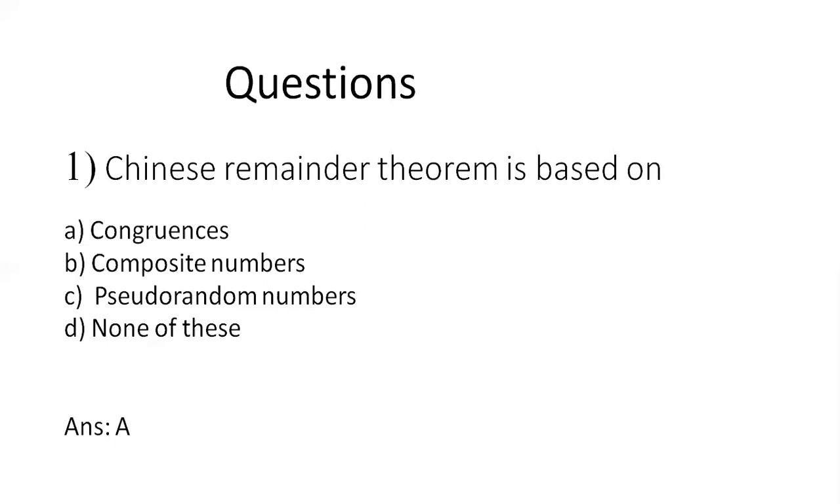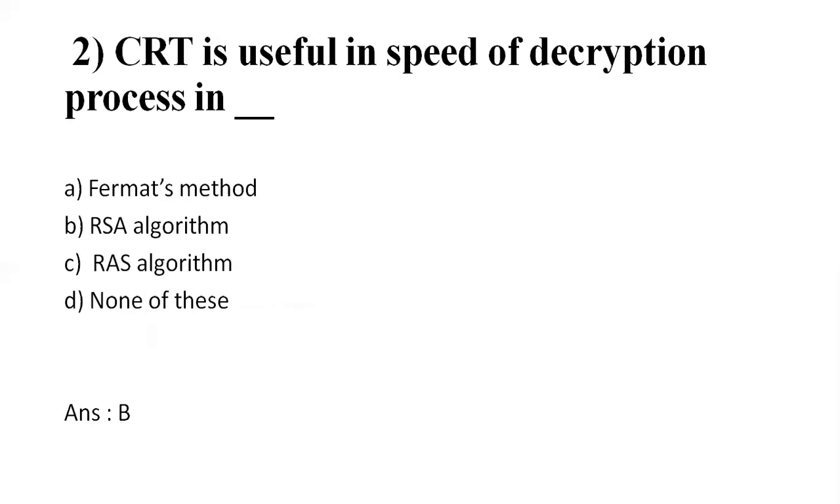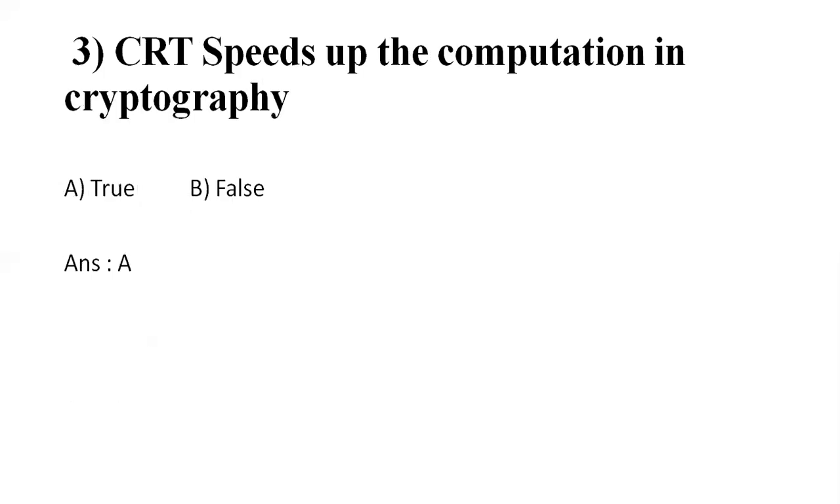The Chinese remainder theorem is based on congruences, composite number, pseudo-random number, none of these. The correct answer is A, congruences. The Chinese remainder theorem is useful in speeding up the decryption process in Fermat's method, RSA method, RSA algorithm, none of these. The correct answer is RSA algorithm, B. The Chinese remainder theorem speeds up the computation in cryptography, true or false? True.